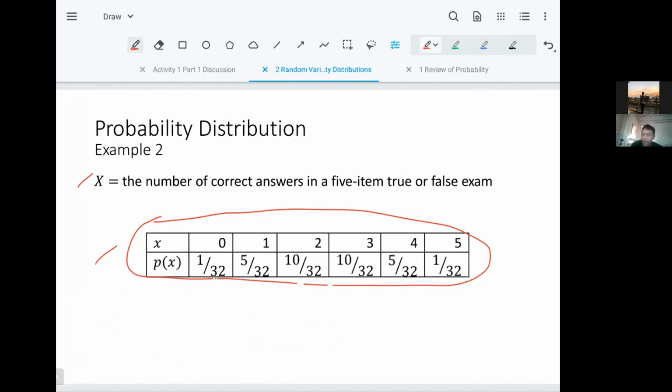Yan. The number of correct answers. Pwede siyang 0, wala kang tama, 1, 2, hanggang perfect ka. Diba? And these are the corresponding probabilities. Paano ko na-compute? Mamaya na yun.